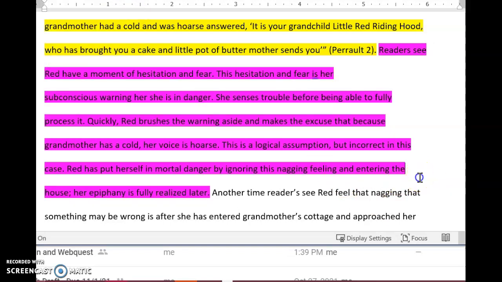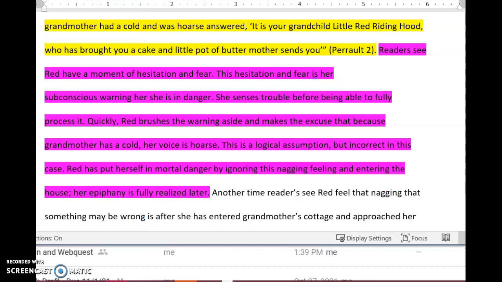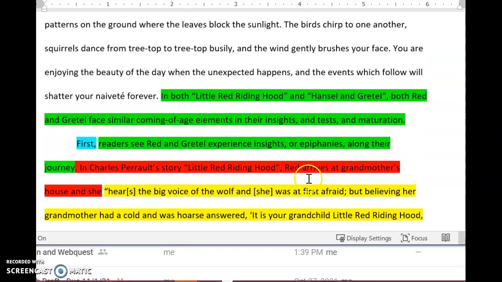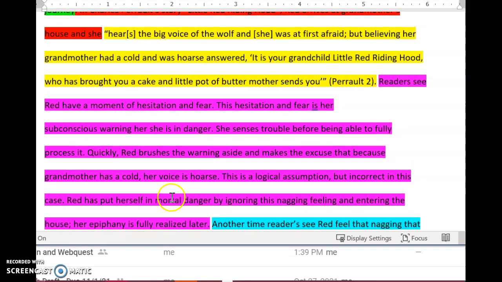Okay, so now I need to either give more evidence, or if I'm moving on to my next example, again, I want to use a transition word. Okay, so another time readers see Red feel that nagging, that something might be wrong. So that is my transitional phrase. I'm going to highlight that. I believe I highlighted that blue. There we go. Then I want to give my example.